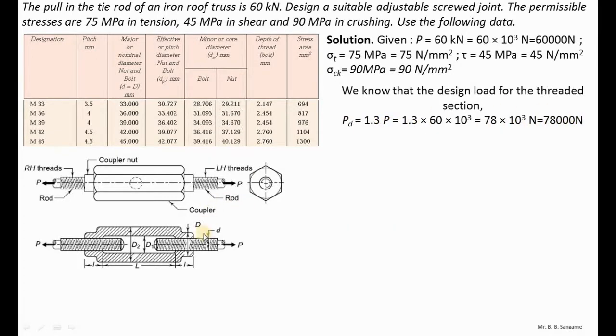So while designing the threaded portion we have to consider the design load. Okay, and during the remaining design procedure, other than the threaded portion, we have to consider the nominal load, that is the load of 60,000 Newton.